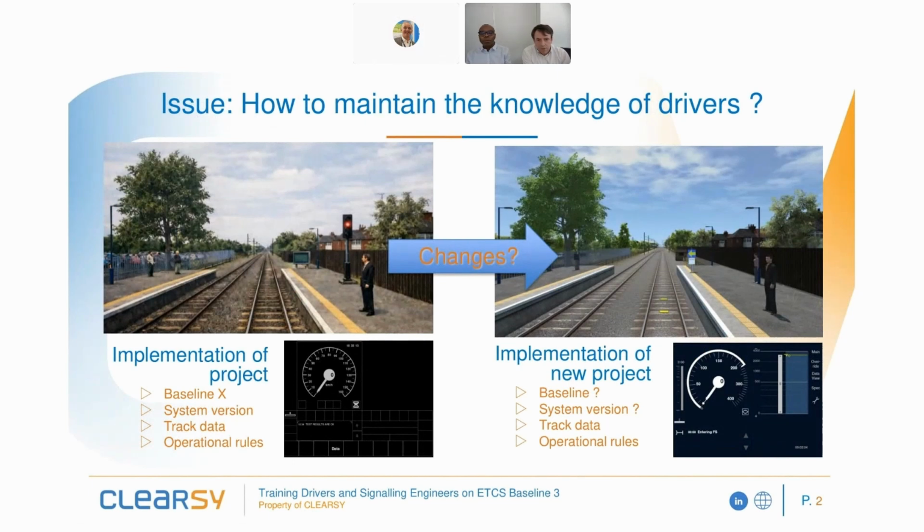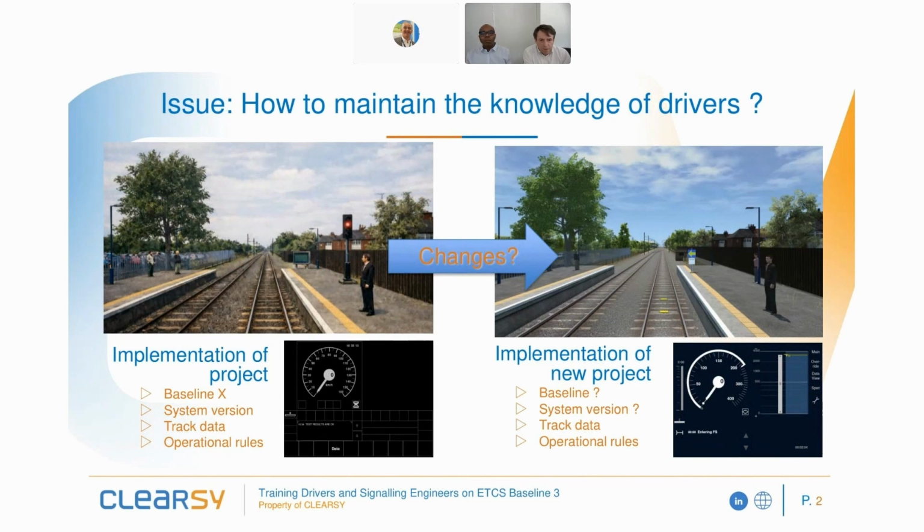The issue to be addressed is how to find simple and fast solutions to keep the knowledge of train drivers up to date and face ever-changing specifications. When an ERTMS signaling project is undertaken, there are several steps within the project dealing with complex matters such as baseline, system version, with the need to collect track data, develop engineering rules, and design operational scenarios. One of the last steps in the process is the training of the drivers.